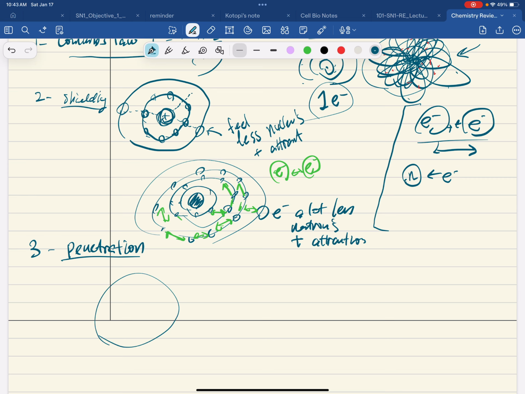If this is a cloud of electrons and that's the nucleus, well, an electron that is closer to the nucleus will of course feel a stronger pull. So penetration means that it is approaching the nucleus. It's like forcing the electron to approach the nucleus, but the closer it is, the more attraction it will feel.